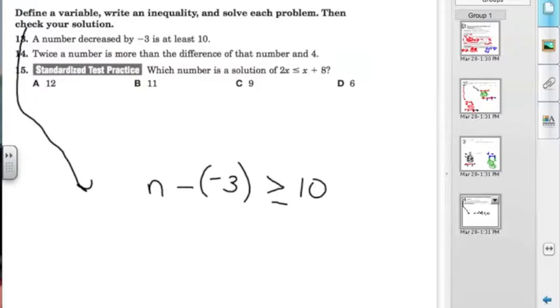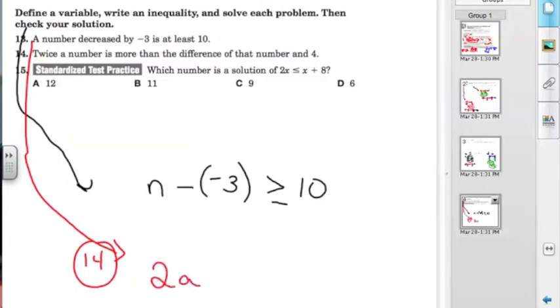All right, now, you can solve that one. Number 14. Twice a number, so let's see, 2 times a, that's twice a number, is more than, oh, well, that's going to be greater than, the difference of that number and 4.